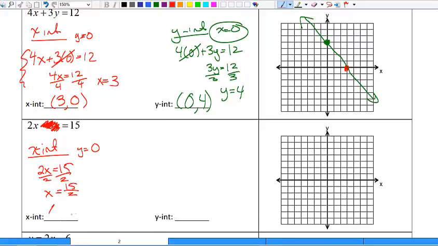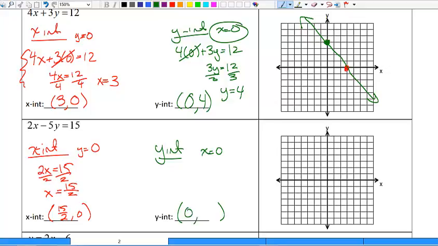So my x-intercept is going to be 15 halves comma 0. Now you didn't scribble that out, right? So I'm going to erase that. And in my y-intercept, we know that x is equal to 0. So my answer is going to be 0 comma something.